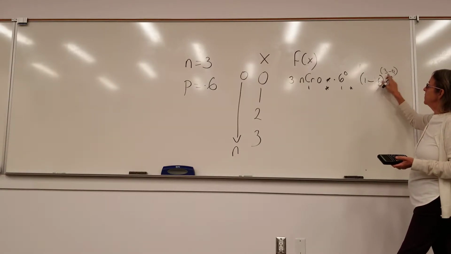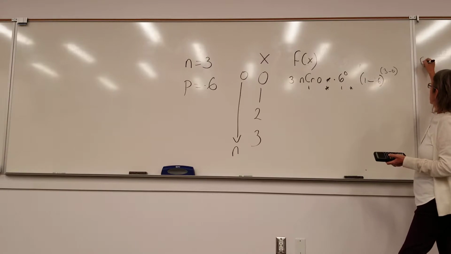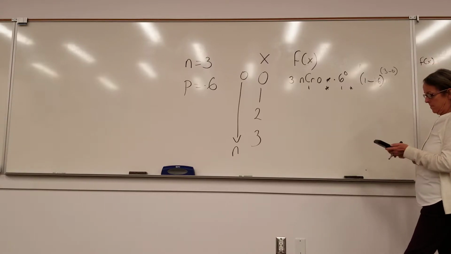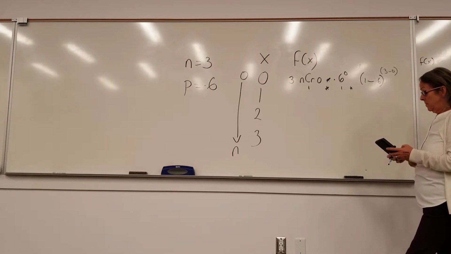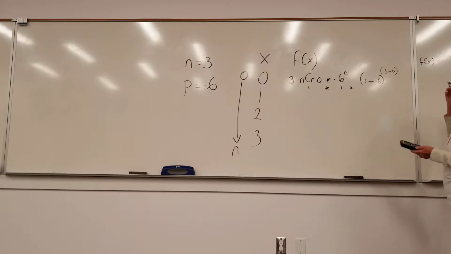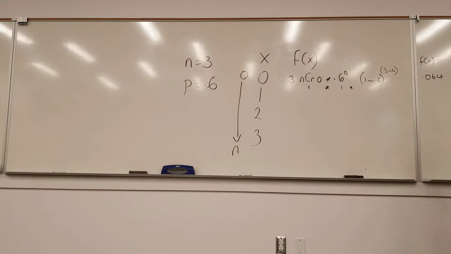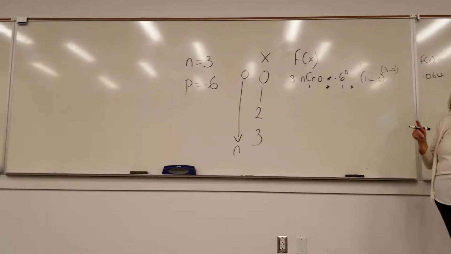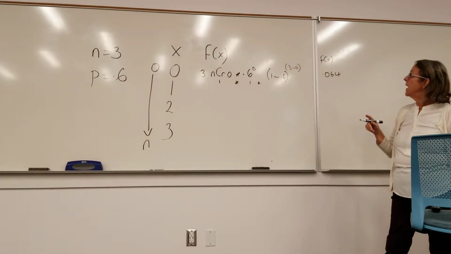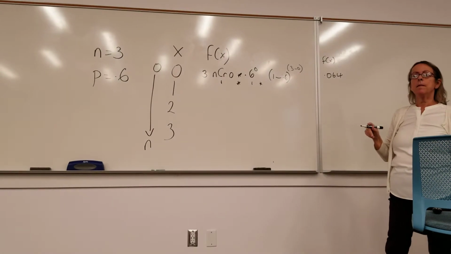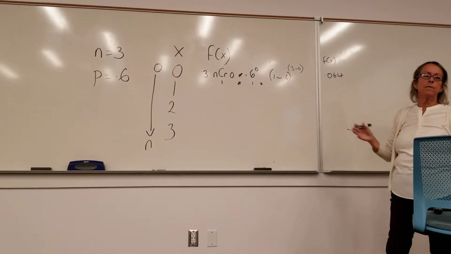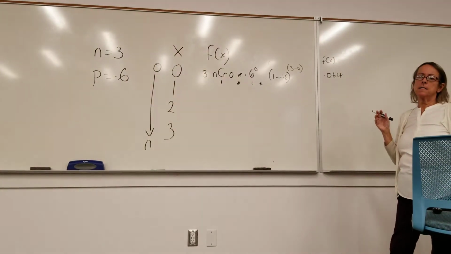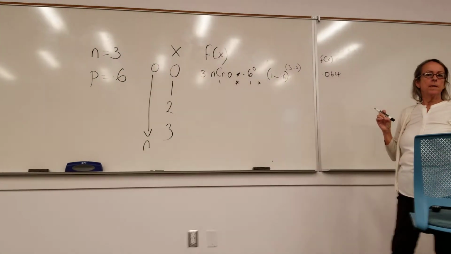So this is 0.4 cubed. What is that? 0.064. If 60% of people have dogs at home, and I stop 3 people at the mall, there's a 6.4% chance I will get 0 people with dogs.